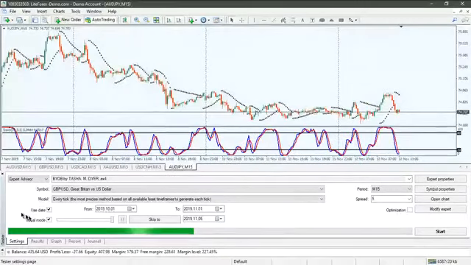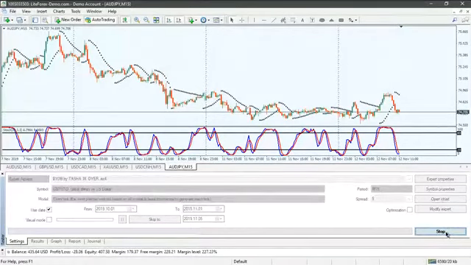Okay, so I'm going to take out the visual mode and then I'm going to run the test from the 1st of October to the 1st of November, and let's see what results it will give us.